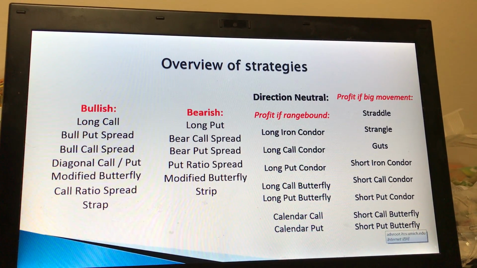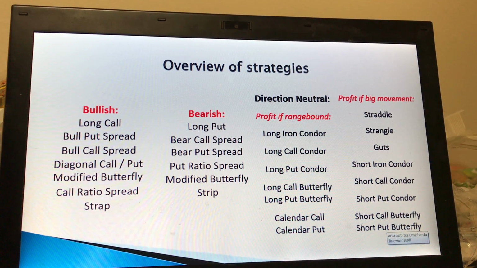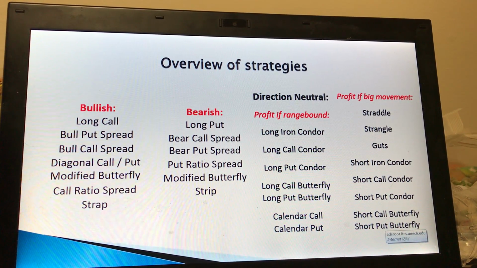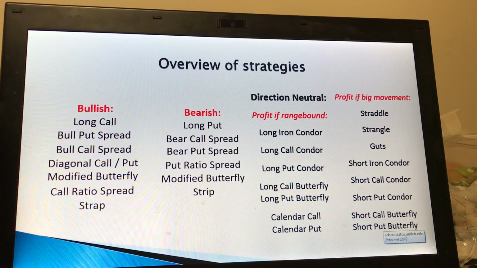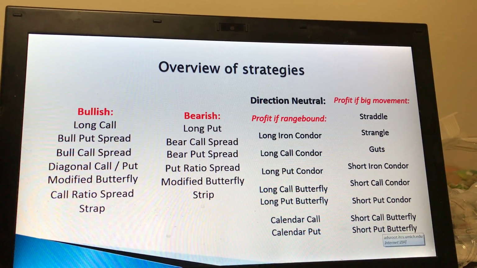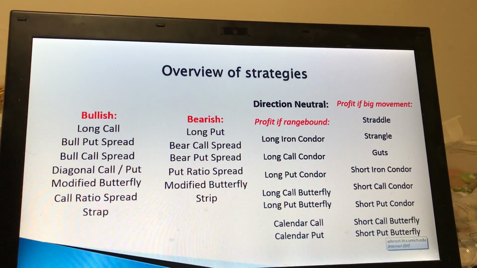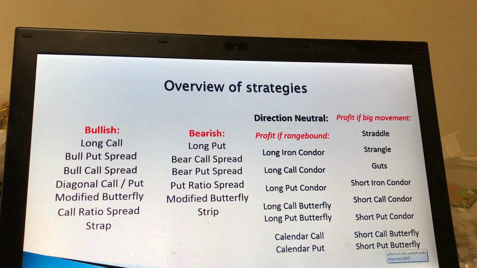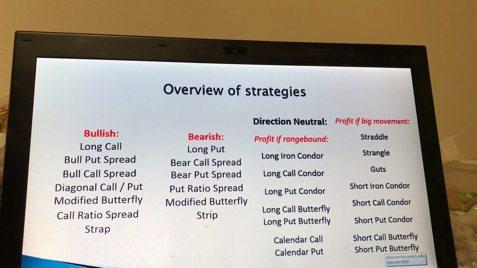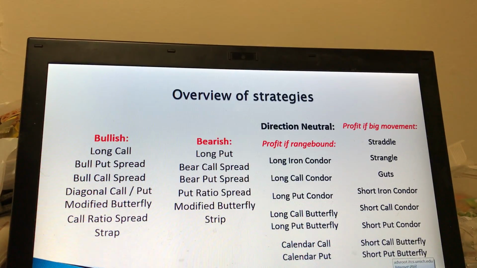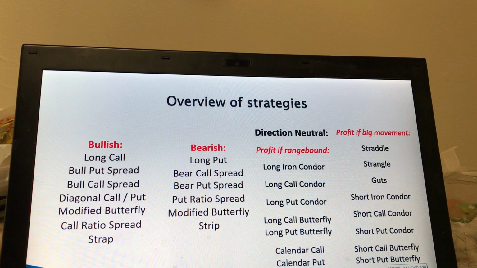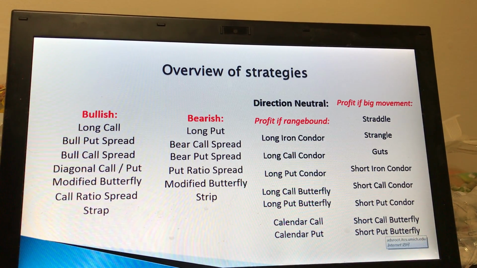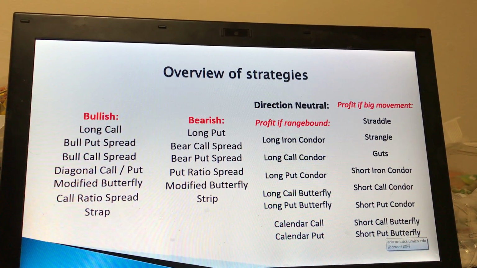Bullish strategies include a long call, a bull put spread, which is a put credit spread, a bullish call spread, which is a call debit spread, a diagonal call or diagonal put, which uses different strike prices and different expiration dates, a modified butterfly, which is a variation of the simple butterfly strategy, modified so that the middle strike is closer to the higher strike than to the lower strike, a call ratio spread, which uses more long calls than short calls, and a strap, which is simply a long position of more calls than puts.